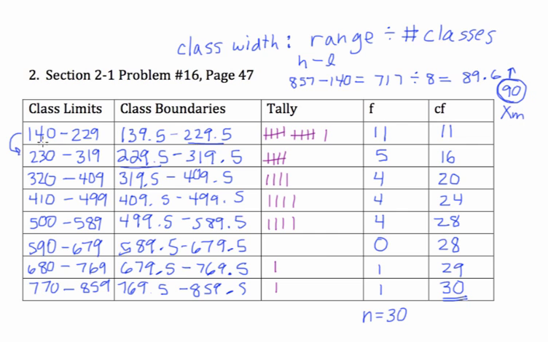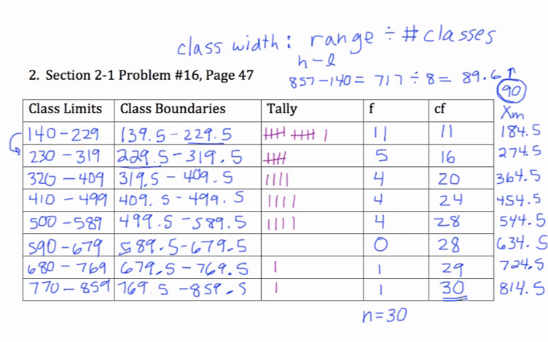Again, you take the lower class limit plus the upper class limit, 140 plus 229, and divide by 2. It's a decimal, which is okay. You could also do 139.5 plus 229.5 divided by 2. From there, you can do that with either class limit or simply add 90. So I'll finish these. So there we have the midpoints.